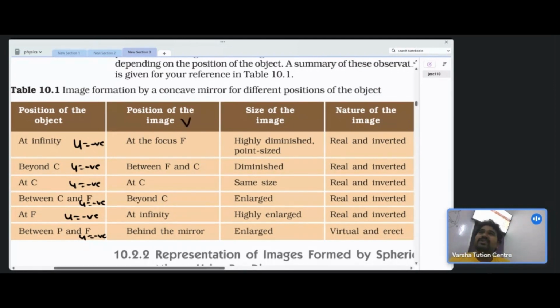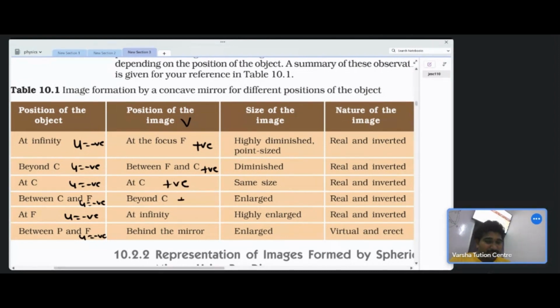Position of image is nothing but what? V. V can be positive, V can be negative. Now tell me in this case, focus. When the image is found at the focus, V will be positive. Clear? Between F and C, again positive. At C, again positive. Beyond C, negative.